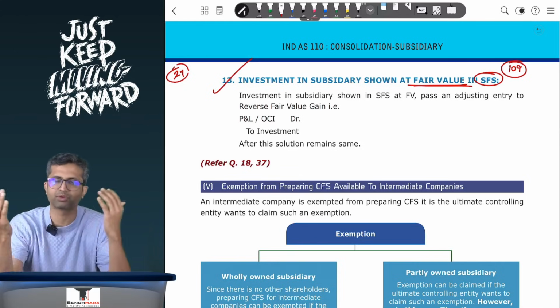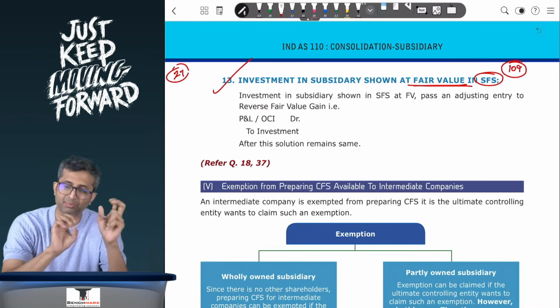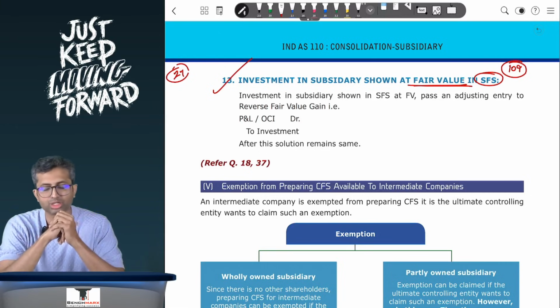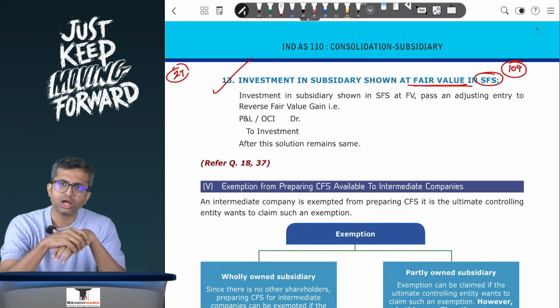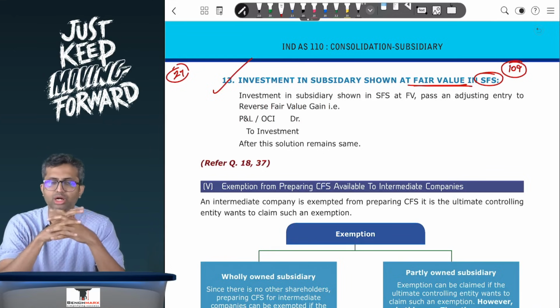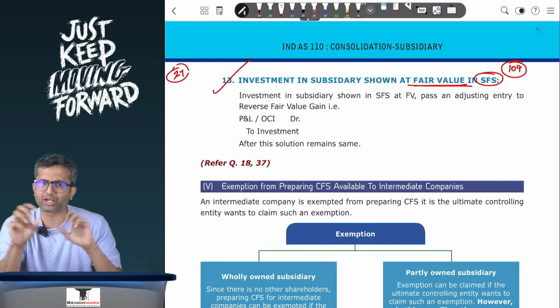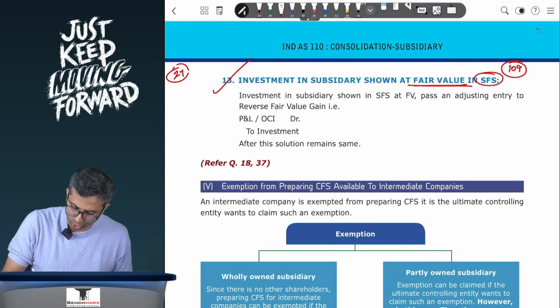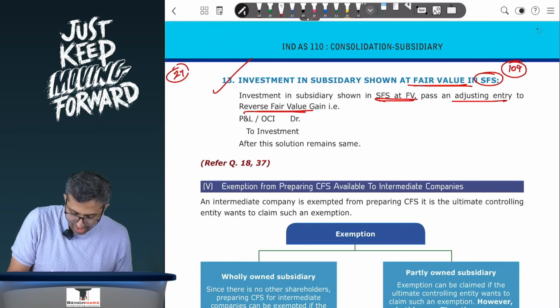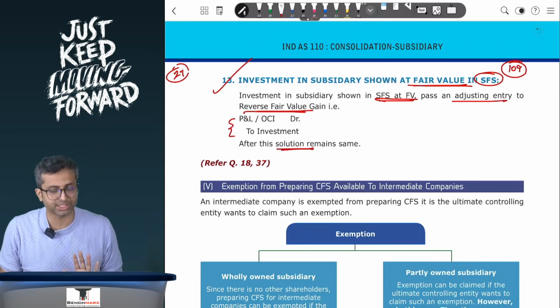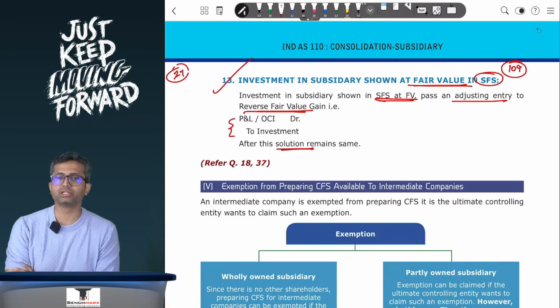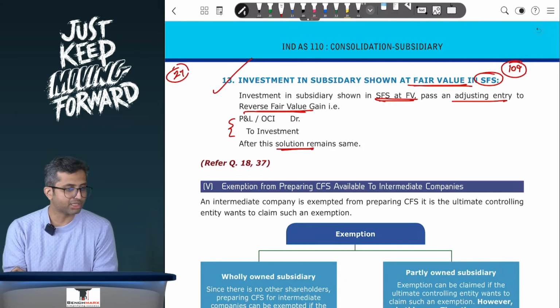So you will say, for example, P&L or OCI as the case may be account debit to, let us say, investment, that is 20, and as a result, this 20 we would take into our calculation, bring down the investment back to 100 and then do the working in the usual manner. So over here, if the investment is at fair value, pass an adjusting entry to reverse the fair value gain. This is P&L or OCI account debit to investment. After that, the solution kind of remains the same. So these are the top 12-13 adjustments, as the case may be, pertaining to subsidiaries and consolidation.